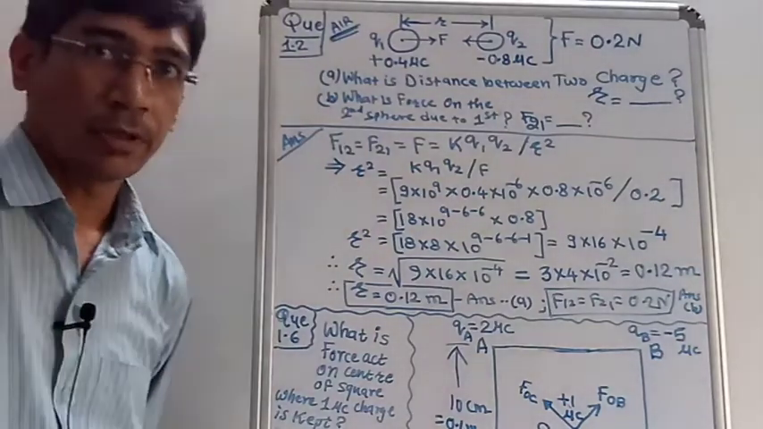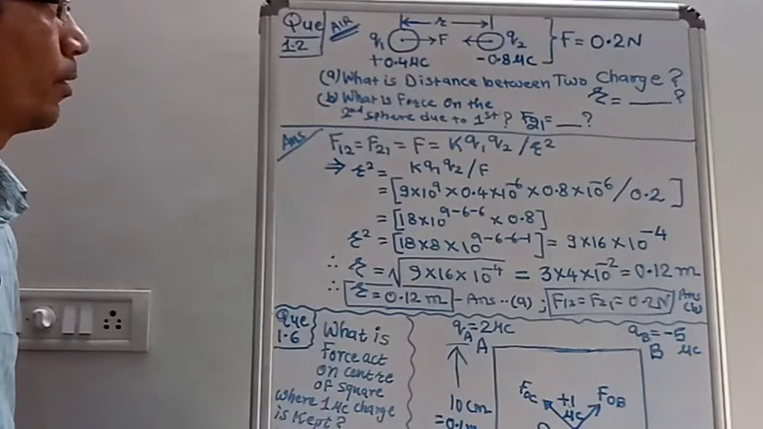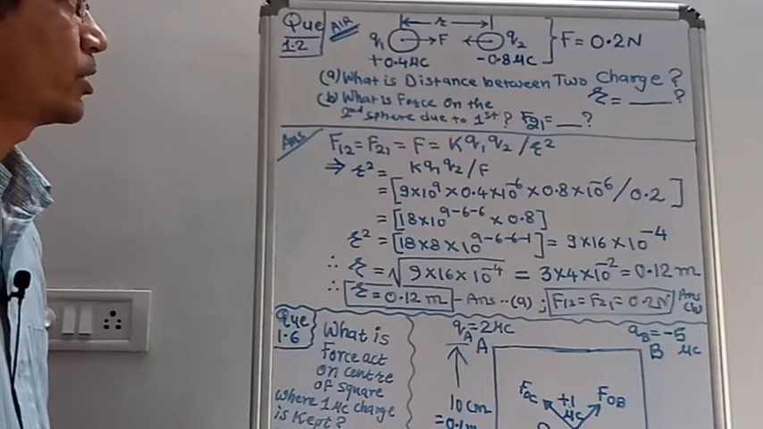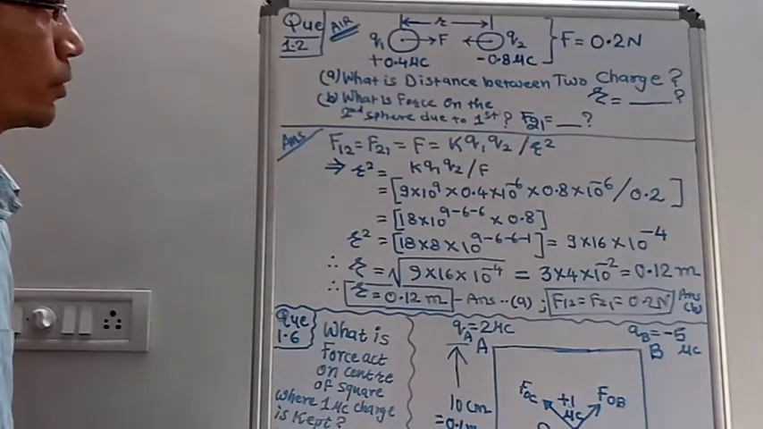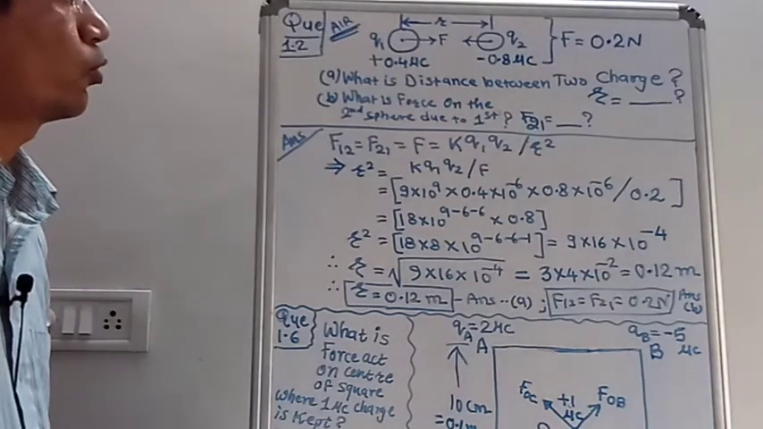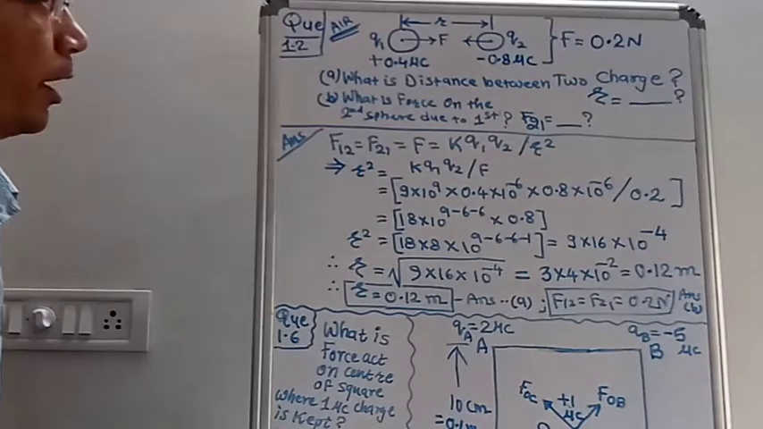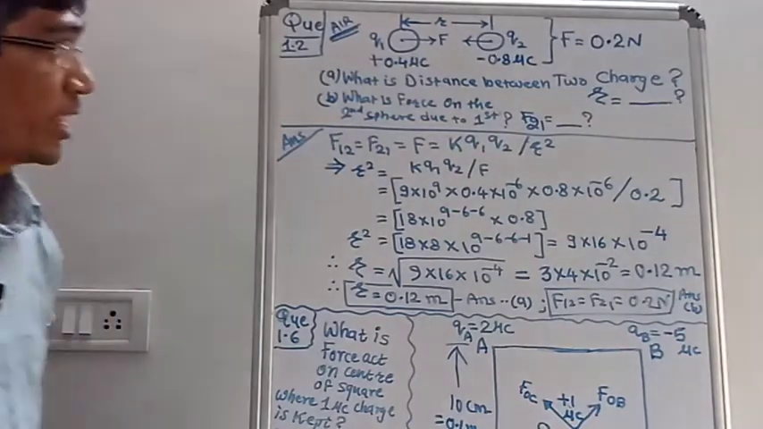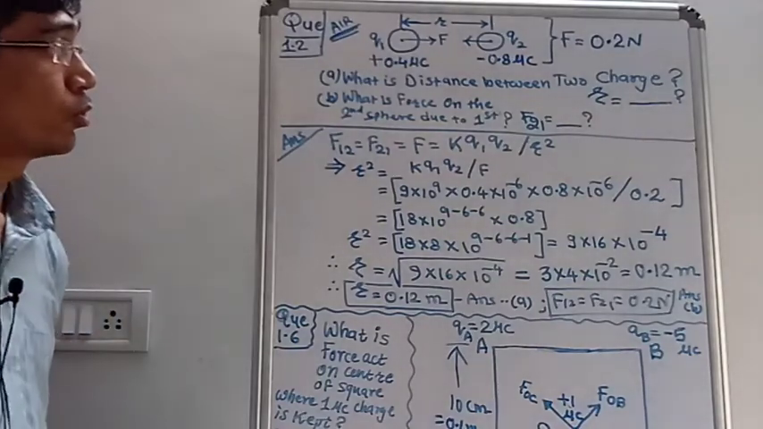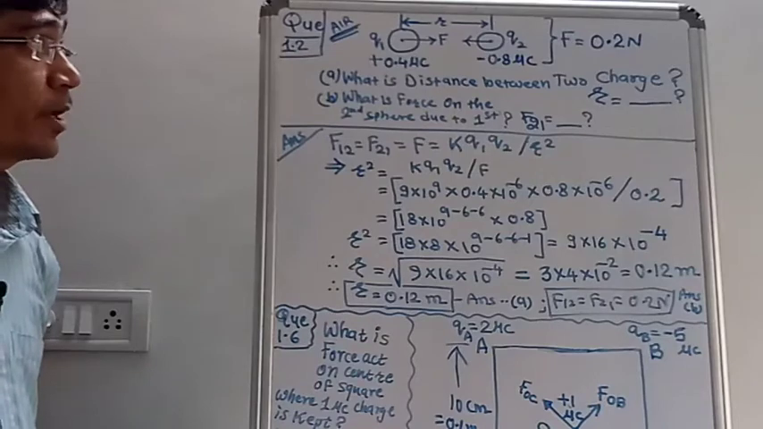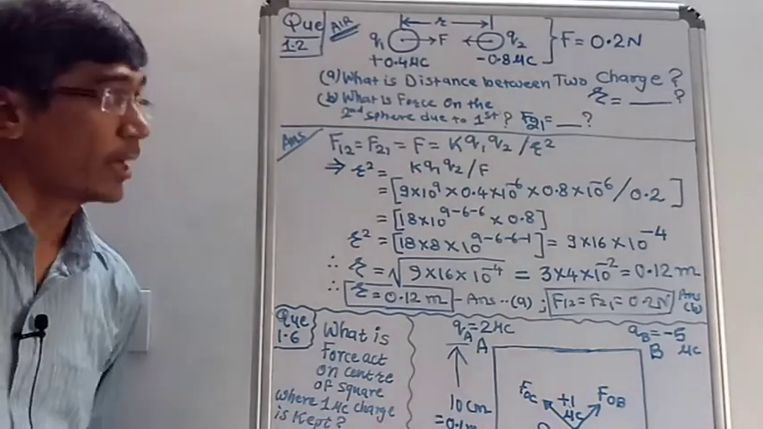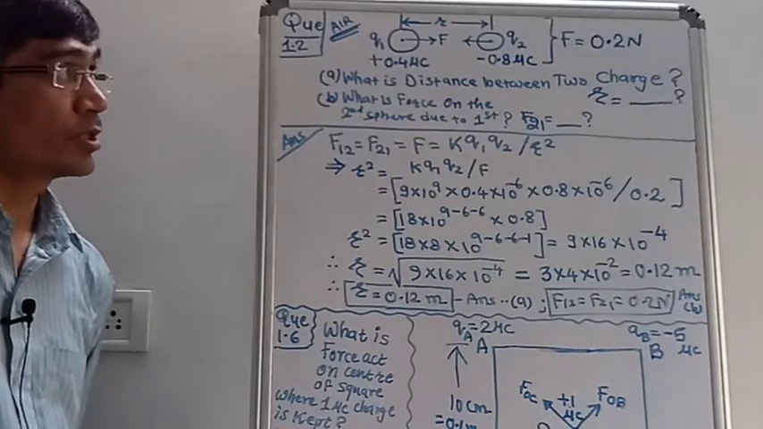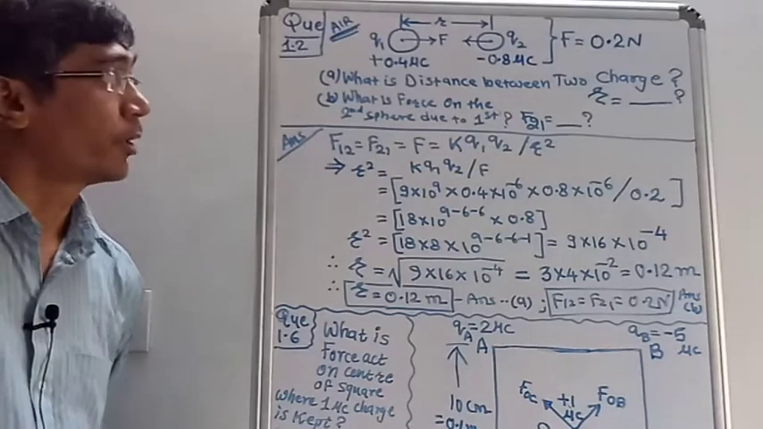In this first question 1.2, two spheres are given and on each sphere a charge is kept. On the first sphere 0.4 microcoulomb positive charge is kept, and on the second sphere minus 0.8 microcoulomb charge is kept. So these two spheres are kept at a certain distance small r, and the force acting between these two is given as 0.2 Newton.